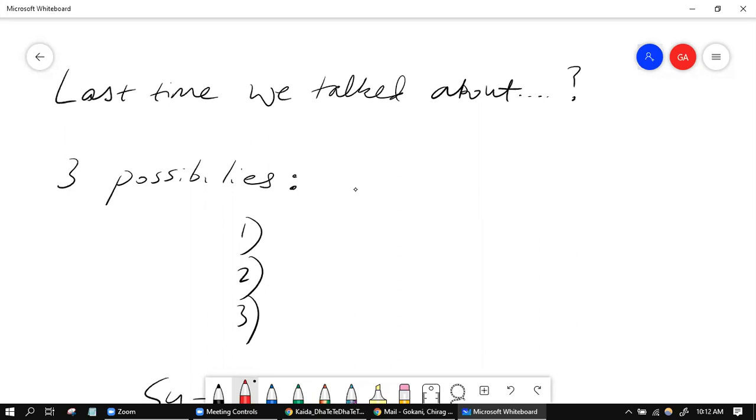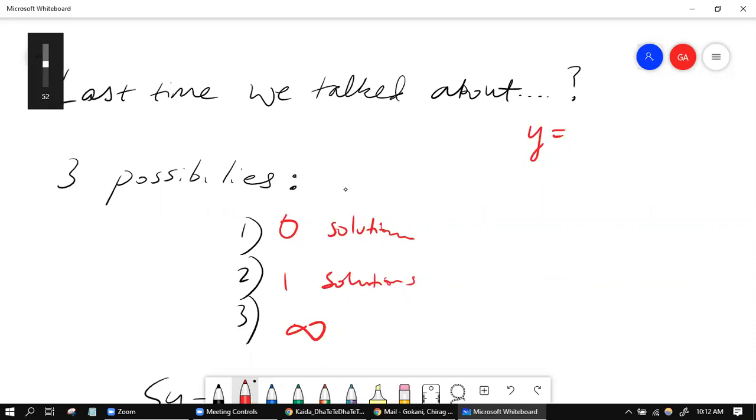Okay, so we talked about the three possibilities for two lines. You can have 0 solutions, one solution, or infinitely many solutions. And what's the last option? Infinite. Yes. And what does 0 solutions correspond to? What do the lines look like? Parallel. Yes, like that. Those are not parallel.